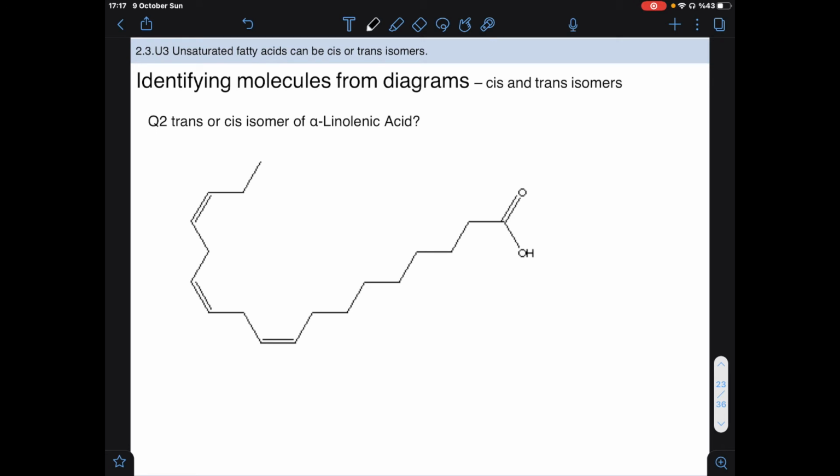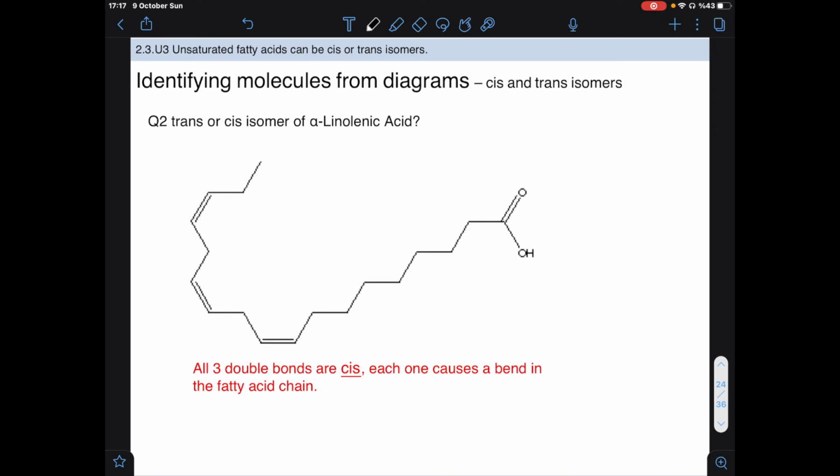Another question. Again, we see the double bonds. This is also polyunsaturated. We see the double bonds and we see the multiple bends here. So again, this is a cis isomer. Yes, cis.